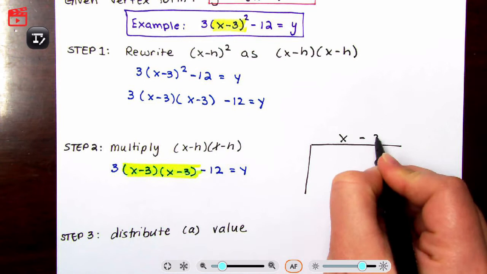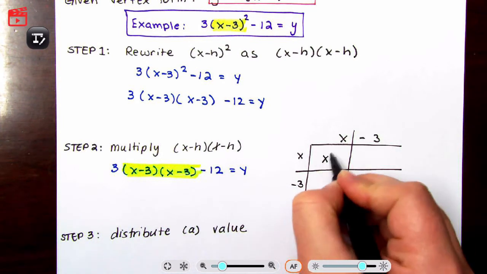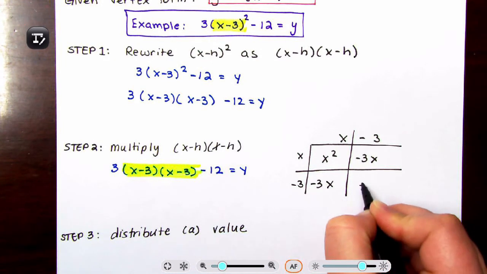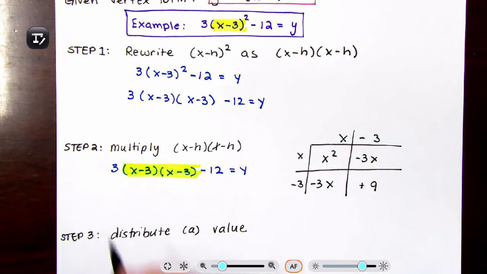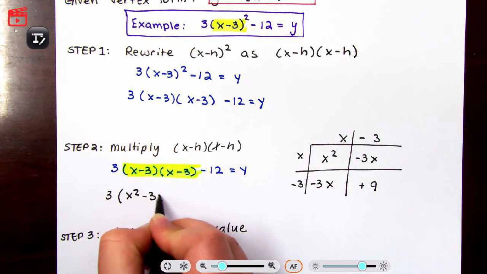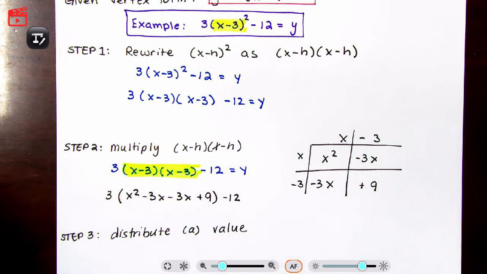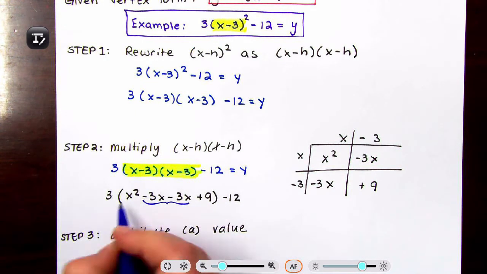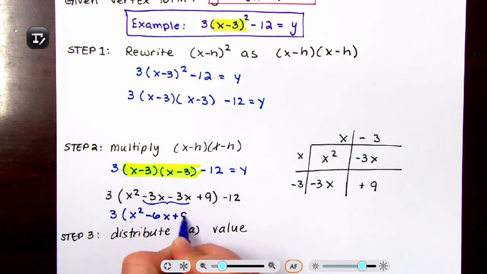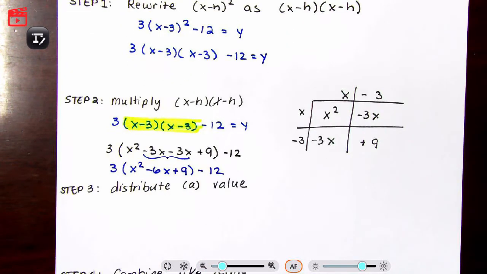So I have x minus 3 and I have x minus 3. X times x is x squared. Negative 3x is here. Negative 3x is here. And I have a positive 9. So that means I have 3 times x squared minus 3x plus 9 minus 12. And I'm going to rewrite that one more time, combining these like terms here, which I have 3 times x squared minus 6x plus 9 minus 12. Now the 3 and the 12 are still outside of the parentheses.